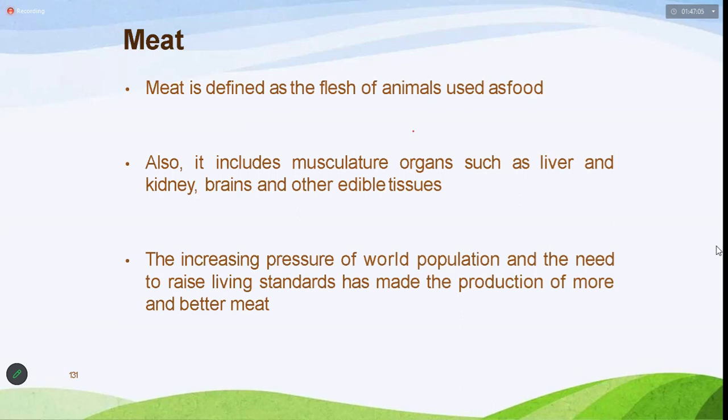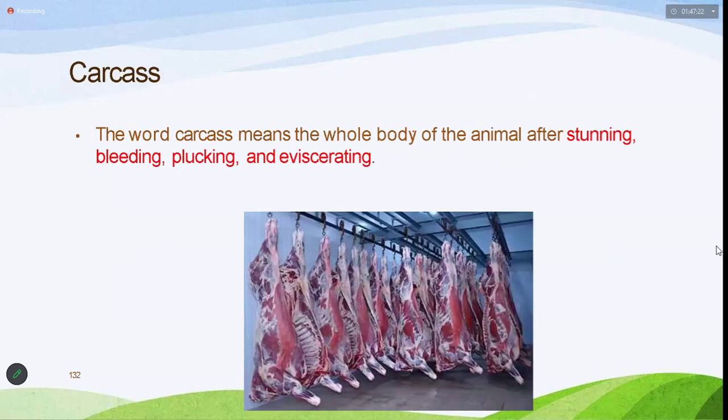It is a very common thing. The increasing pressure of the world population and the need to raise living standards has made the production of better meat important. With its high protein content, meat is taken as one big part of our diet. The carcass means the whole body of the animal after stunning, bleeding, plucking and eviscerating.